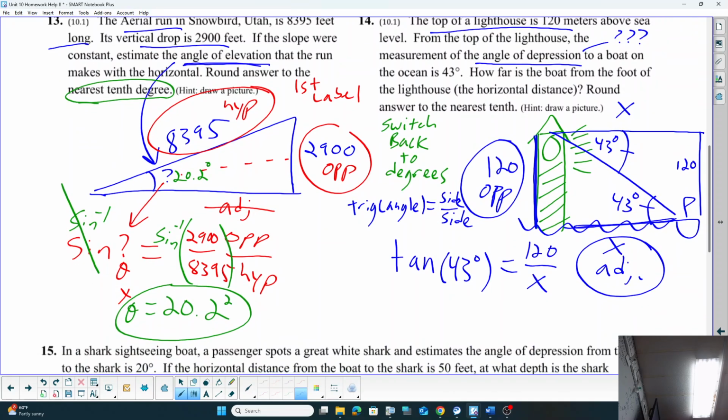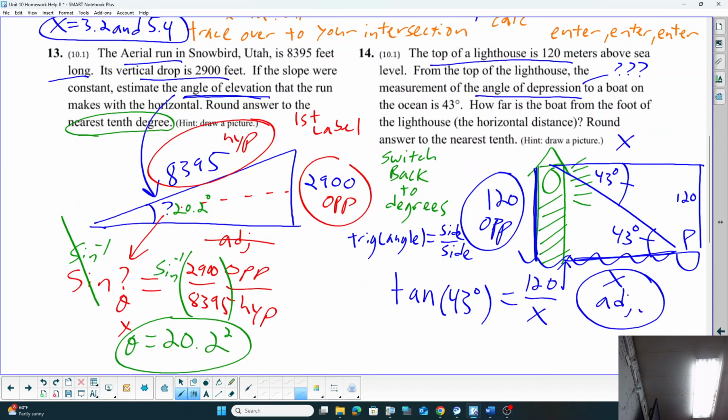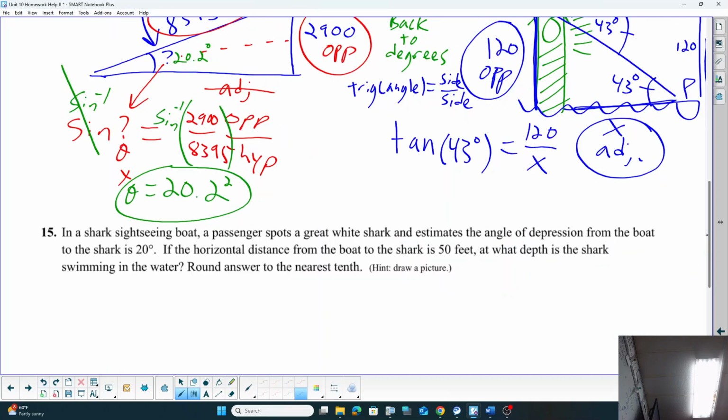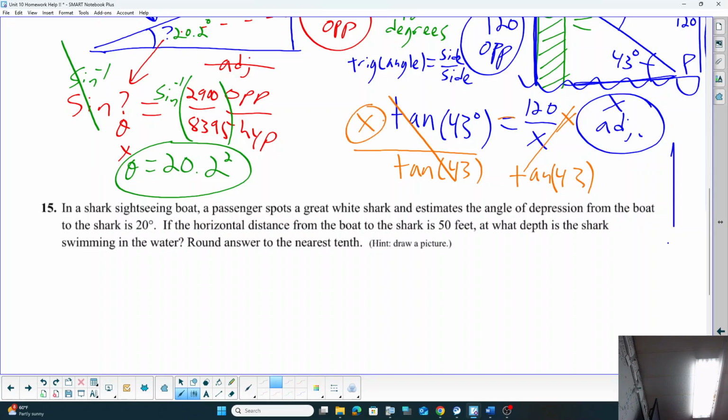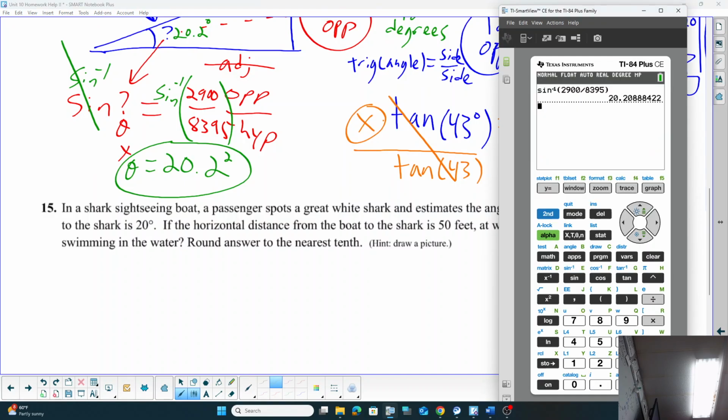And now to solve for x, you're going to have to switcheroo. So we're going to multiply by x to the other side, get it out of the bottom. And then divide by tangent 43 degrees. And so that's solving for x. So x equals 120 over tangent 43 degrees.